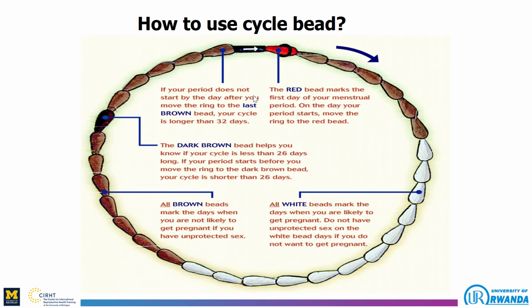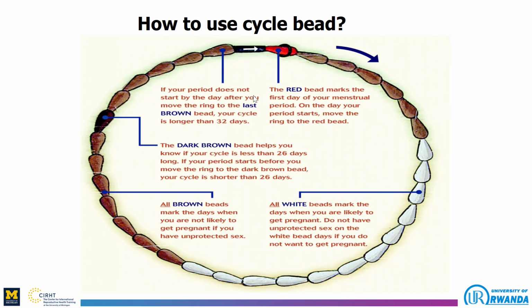Let us see how we use CycleBeads. The red bead is the first day of menstruation. The red bead marks the first day of your menstrual period. On the day your period starts, move the link to the red bead. This means you have to move the link every day.